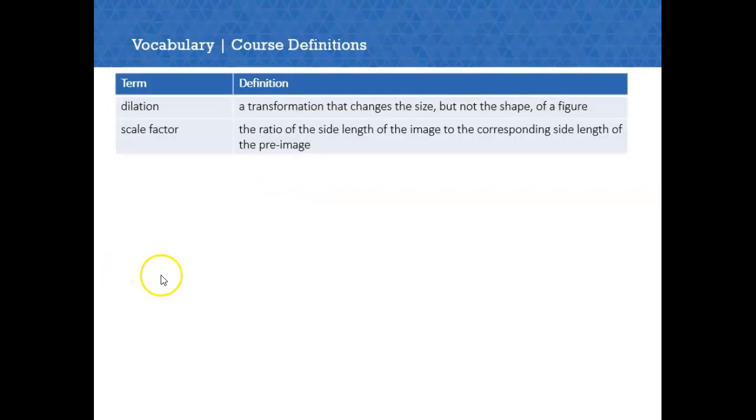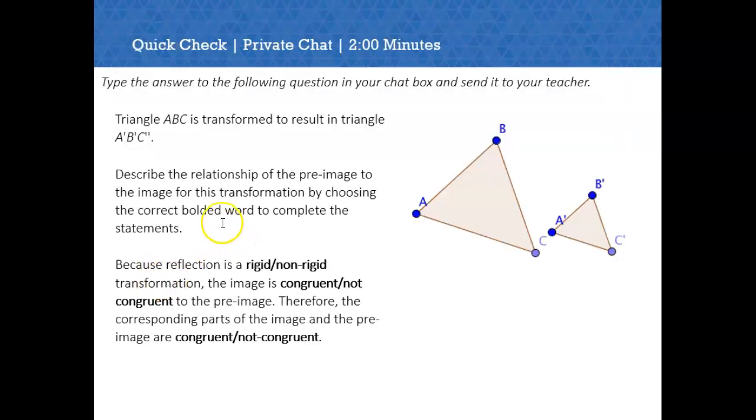We do have some new vocab. A dilation is a transformation that changes the size but not the shape of a figure. So this is a non-rigid transformation. Remember, our rigid transformations were translations, reflections, and rotations. We're also going to talk about a scale factor, which is the ratio of the side length of the image to the corresponding side length of the pre-image, which will help us when we do some math on these in a little bit. So let's fill this out.